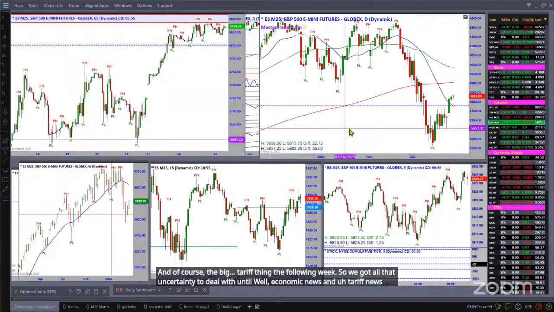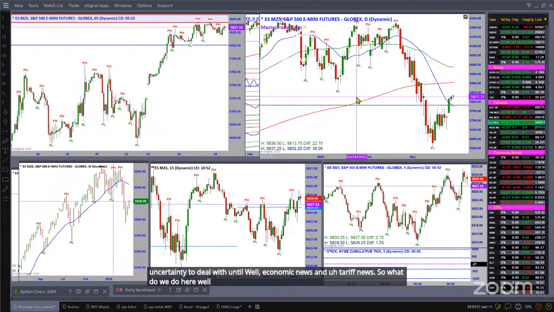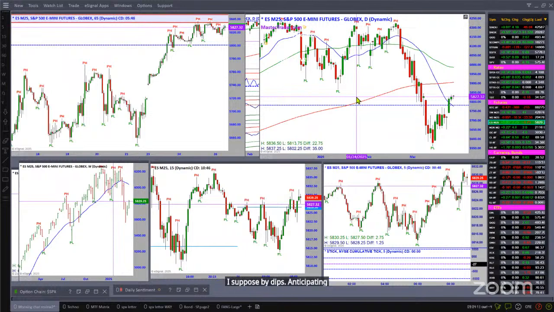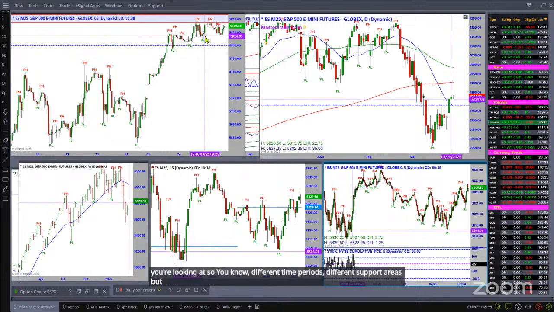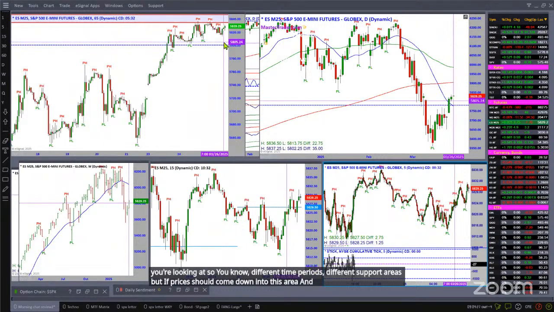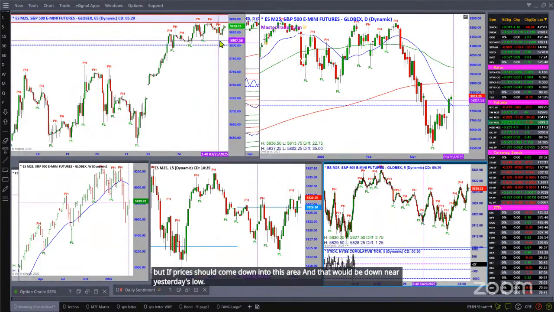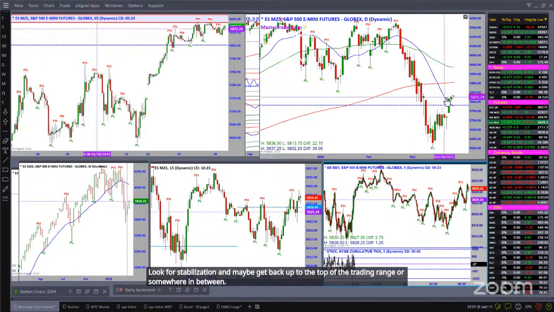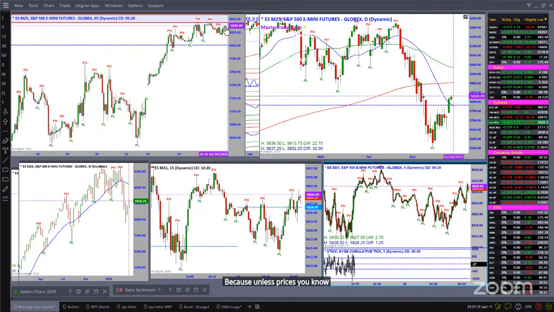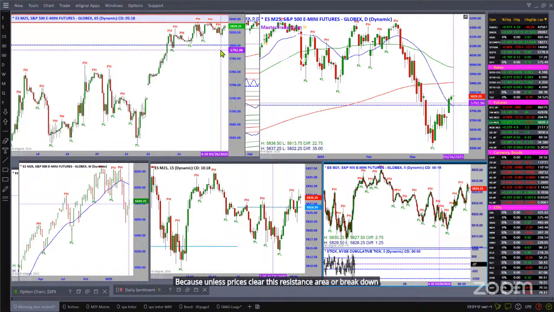So what do we do here? Until proven otherwise, I suppose buy dips, anticipating that it's going to go up, depending on what you're looking at. Different time periods, different support areas, but if prices come down into this area, near yesterday's low, look for stabilization and maybe a move back up to the top of the trading range or somewhere in between. Unless prices clear this resistance area or break down below this support, probably not going to have much going on here.